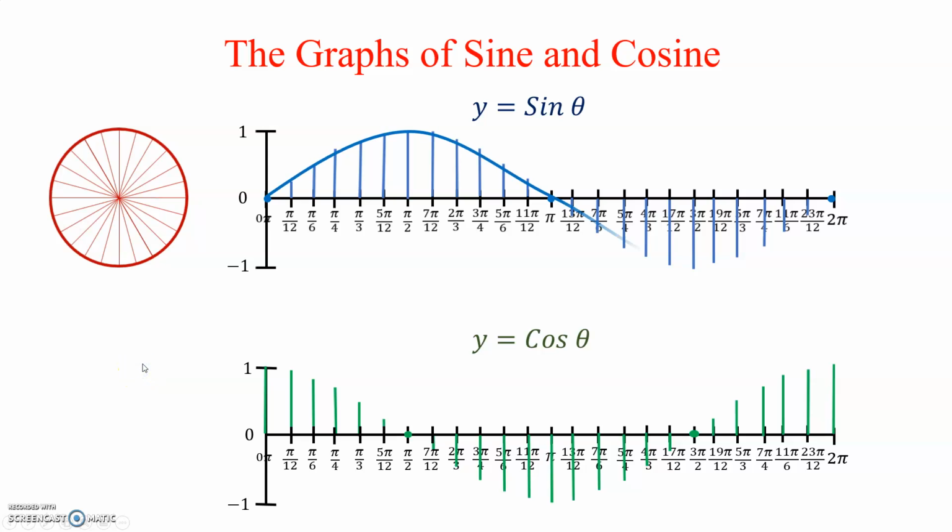So if I connected all of the different points, then I get this nice smooth curve. This is actually the graph of y equals sine theta. And if I did the same thing at the bottom, now we have the graph of y equals cosine theta. So they take on very consistent characteristics. They look very similar. The difference is really where one begins and the other one begins.